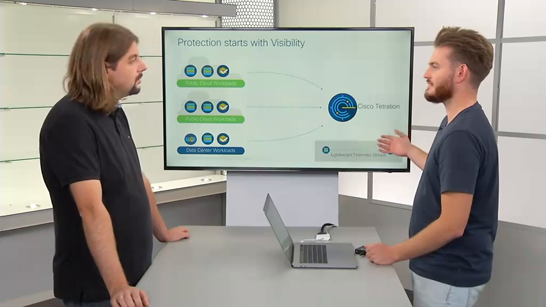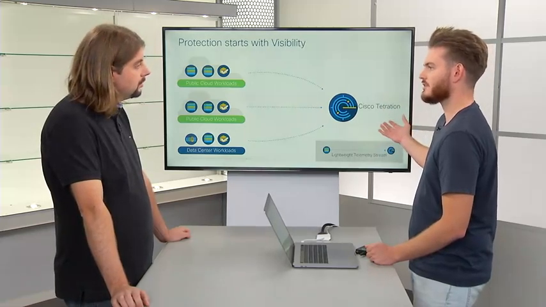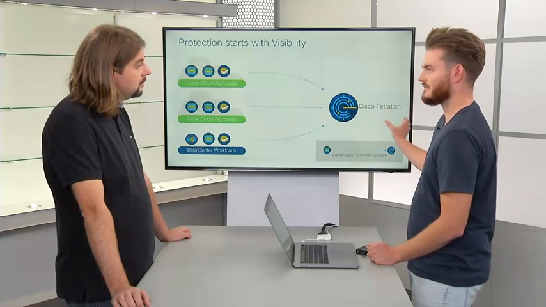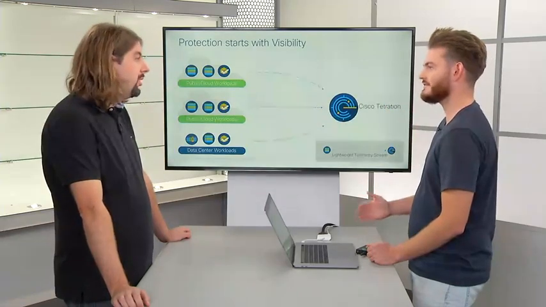So when you start with visibility, we send all that data to Tetration. Tetration in this case could either be delivered as an on-premises physical appliance, or you can purchase it as a software as a service subscription where you don't need to deploy anything.